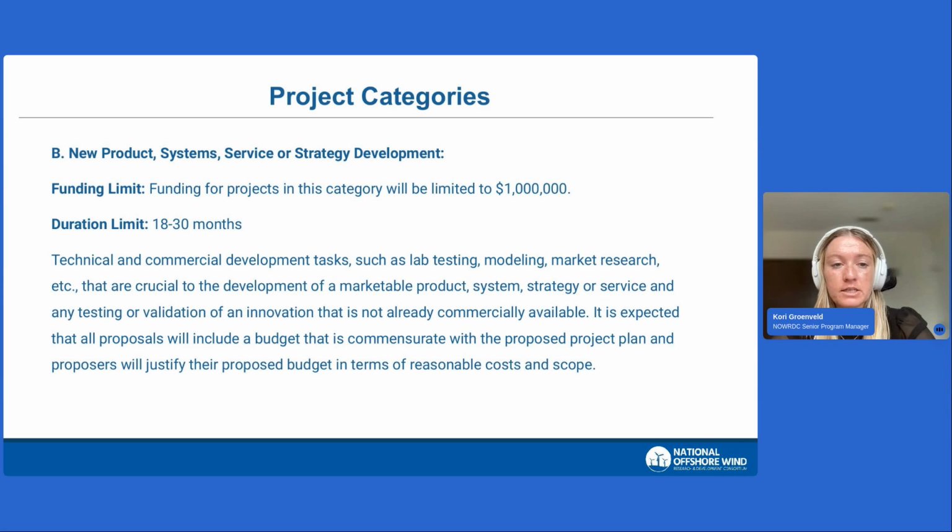Then looking at the next advanced stage of projects, category B is new product, system, service, or strategy development. This involves technical and commercial development tasks such as lab testing, modeling, market research, etc., that are crucial to the development of a product, system, strategy, or service, and any testing or validation of an innovation that is not already commercially available. So this is the next advanced stage after feasibility is proven. Funding for projects in this category is limited to $1 million, and the duration limit is between 18 and 30 months.